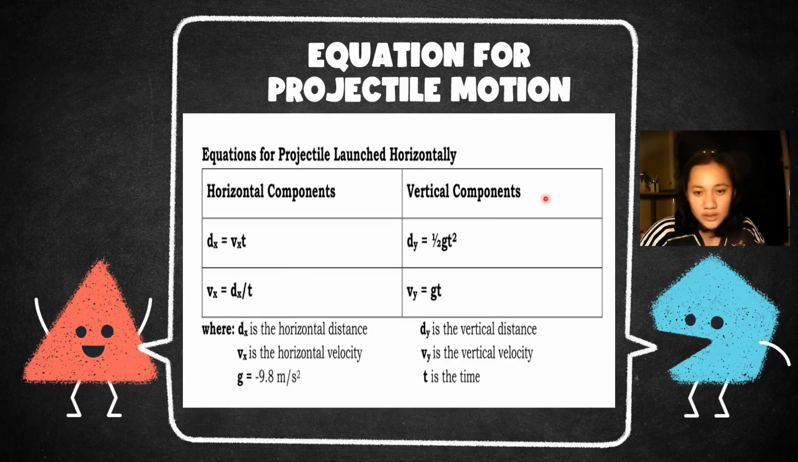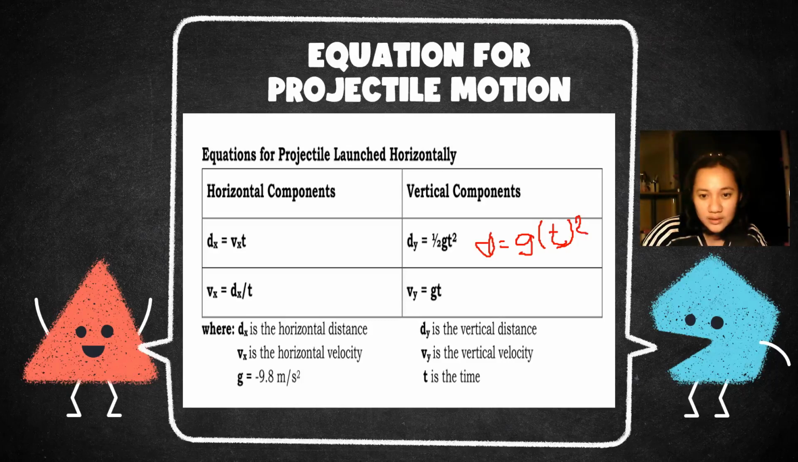Now, let's talk about the vertical components. d sub y is equal to 1/2 g t squared. Or the same as this, we can also write d is equal to g times time squared over 2. That's also possible. These two are the same, so whichever you find easier is okay.